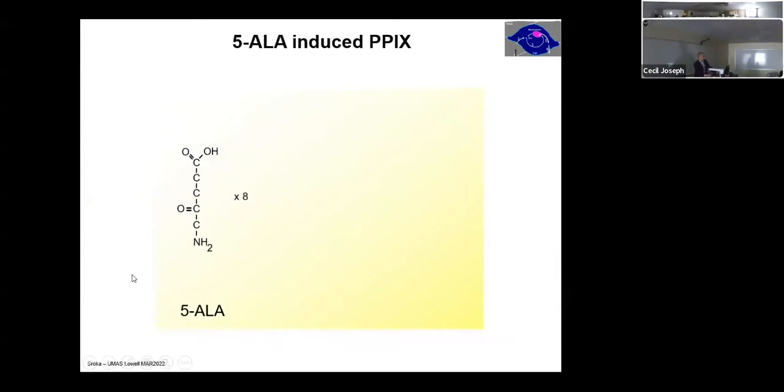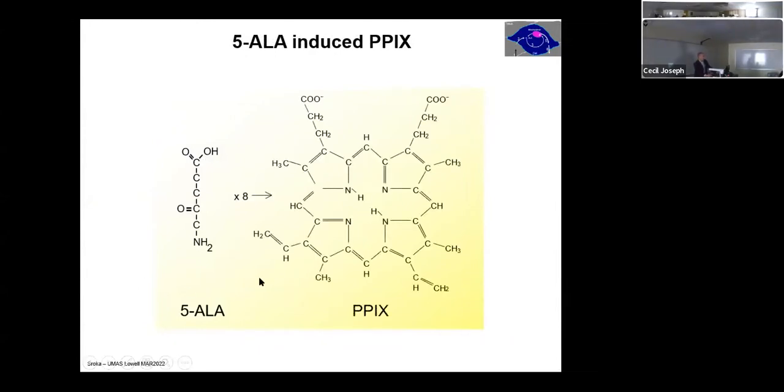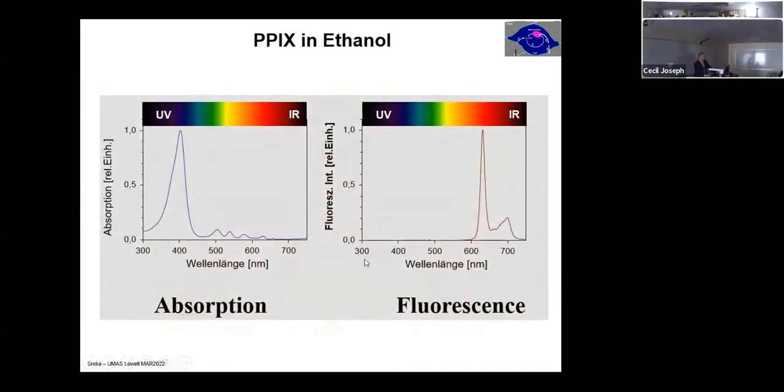Roughly 8 molecules of 5-ALA are needed to build up this tetrapyrrole ring. Within this tetrapyrrole ring, we have alternating double and single bonds, a pi electron shell, which can be excited with light. The absorption spectrum is like this. We have a strong Soret band at 400 nanometers, but there are also some Q bands here in the 500 and 600 nanometer wavelength range. Once you excite this molecule, PP9, you have a nice fluorescence in the spectral range from 600 to 700 nanometers.